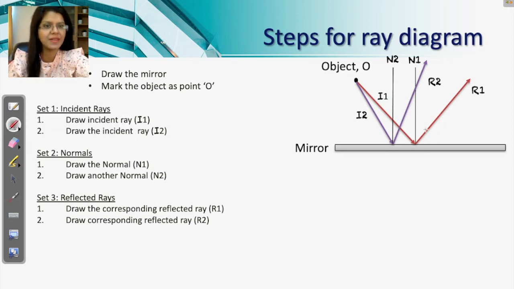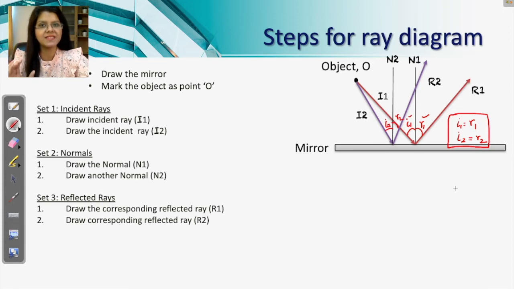How do you draw the reflected rays? All you have to do is to measure this angle I1 and R1. You have to make sure that I1 should be equal to R1. These two angles should be equal, and that's how you'll get R1. Similarly, you'll have to make sure that I2 should be equal to R2. That's our law of reflection. That's the principle that you'll use: whenever reflection happens, the angle of incidence should be equal to the angle of reflection.